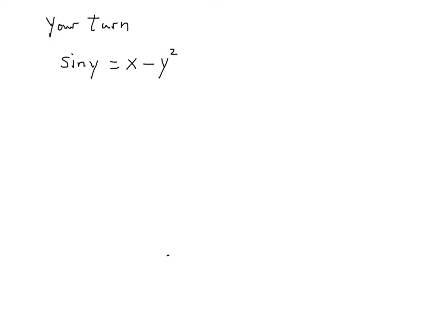What I'd like you to do now is to use implicit differentiation. We have a relation here, sine of y equals x minus y squared. And I would like you to use implicit differentiation to find the derivative, find dy/dx, or solve it for y prime. Okay, so pause the video, do your calculations, and once you're ready, come back and we'll go through what the answer should be on that problem.